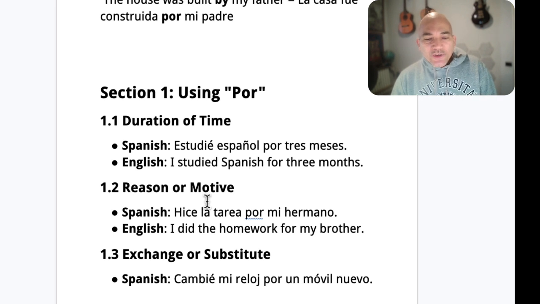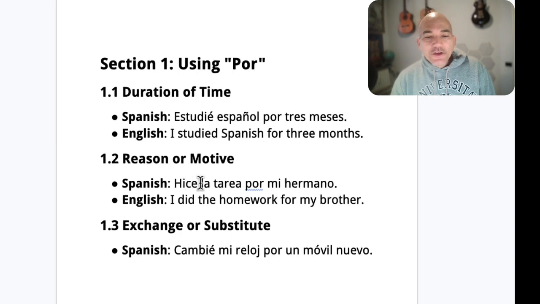You also use por when you need to give a reason or a motive for something. For example, hice la tarea por mi hermano. Or, for example, lo hice por ti. I did it for you. I did the homework for my brother. It means here that I did the homework in place of my brother, or because of my brother, or because I wanted to help him, not to give this homework to him.